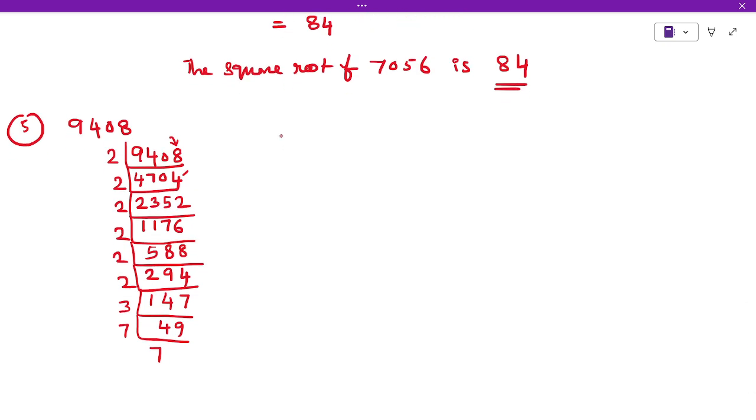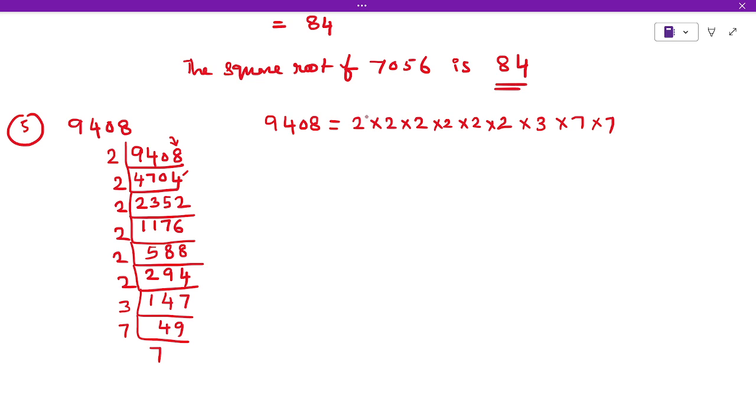Okay, so let me write it down here. The number 9408 is equal to, now how many twos are there? 1 2 3 4 5 6, six 2s, and 3 into 7 into 7.